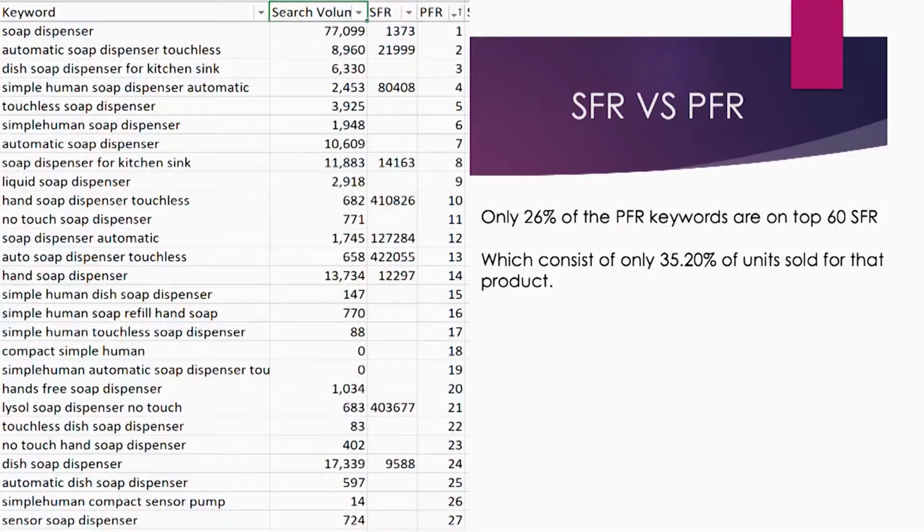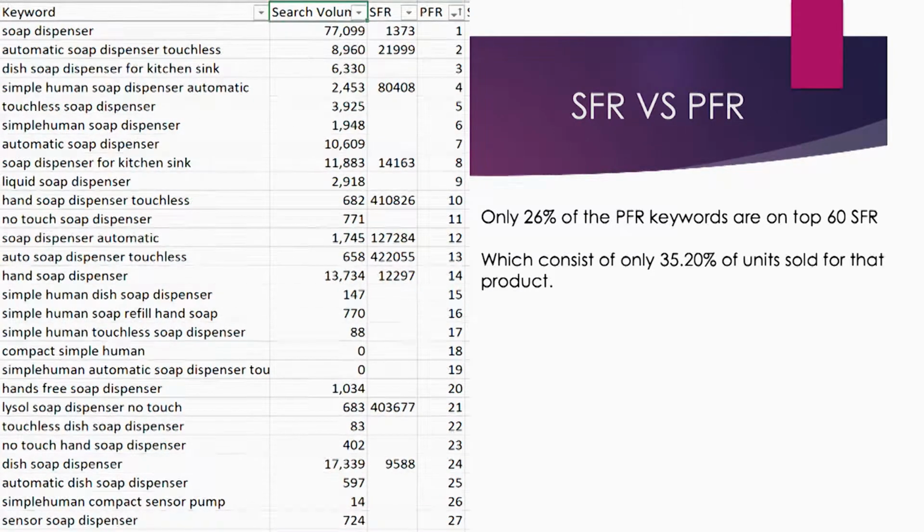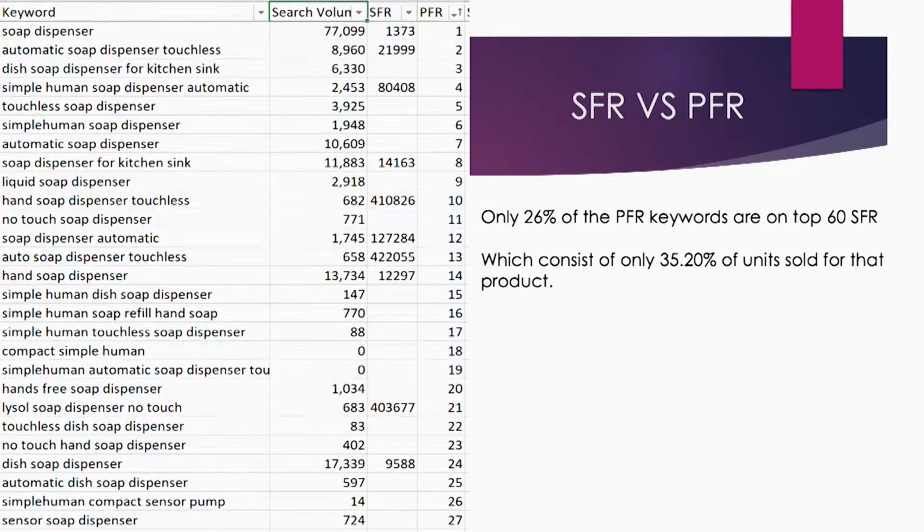So if you could see that, I found all these keywords related to this product based on the search volume. It's listed here regarding the product. And then I look at the search volume for SFR based on that, and it's actually listed for the top 60 that comes out from analytics. You can actually see where some of the keywords are at.